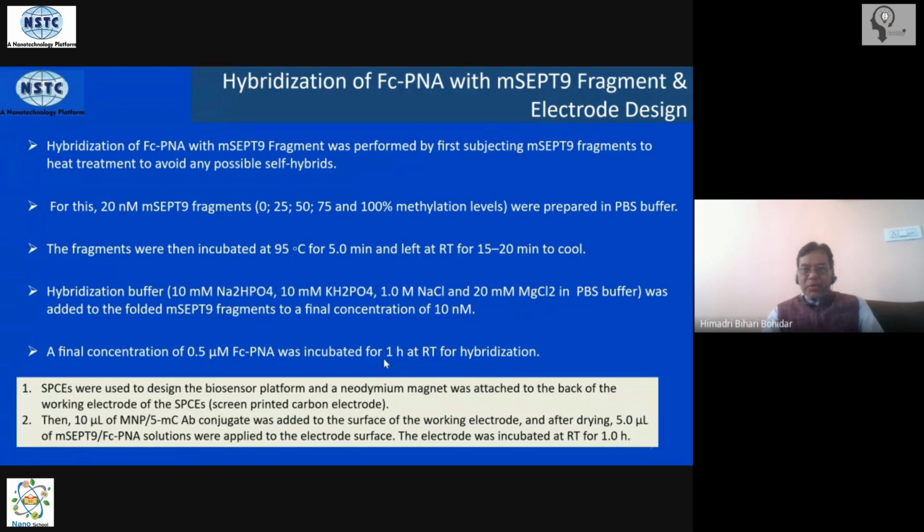Next, the electrode is prepared. A screen printed carbon electrode was the base material. You have a magnet sitting at the bottom or the back, and the magnetic nanoparticles can easily get deposited on it. So what is done is a certain amount of this magnetic nanoparticle, which is already surface functionalized with the antibody, is added to the surface, and then you add this biomarker to a certain concentration, which is already conjugated with the PNA, and then the electrode is ready for testing. As simple as that.